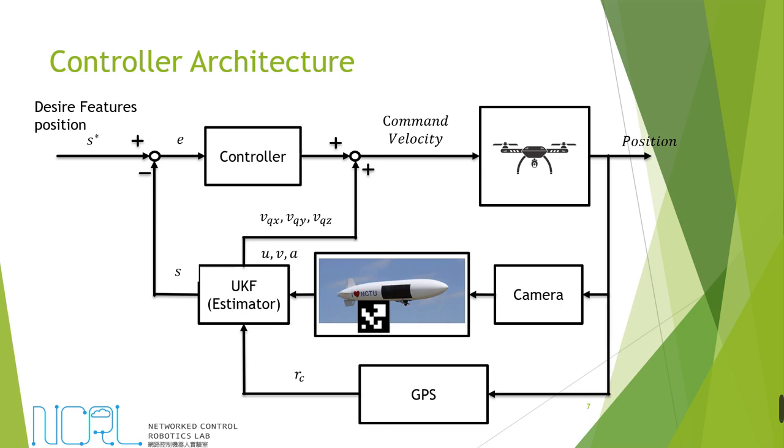Another input to this UKF, the filter, the estimator, is not only the image but also the GPS, which represents the position of the UAV. With these inputs, we can estimate the velocity of the drone cruiser. This velocity is very important because in the outdoor environment, especially in Hsinchu, the wind disturbance can be very heavy. This can affect the motion of the drone cruiser, the target you want to track. So this term is very important. The first term is to compensate the tracking error, and this one is to improve the tracking performance.